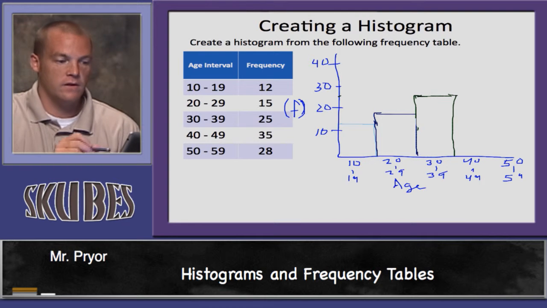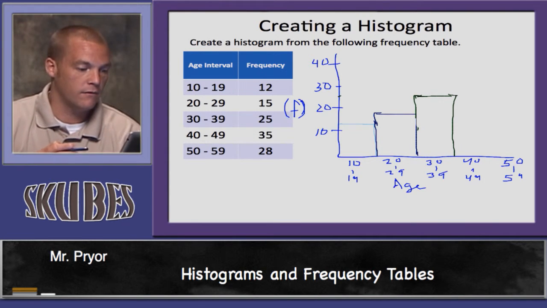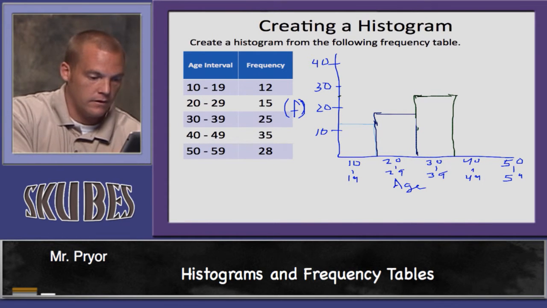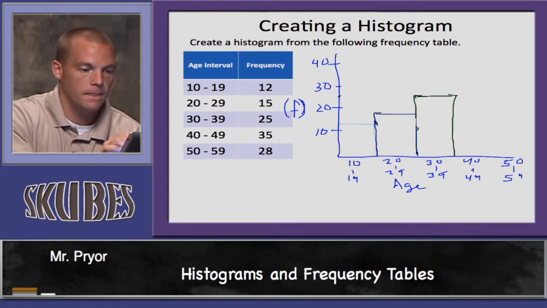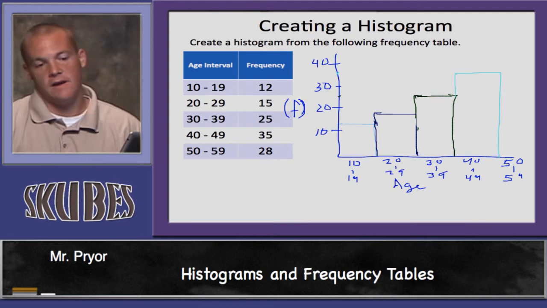And then the next one will be our 40 to 49, which is going to be 35. So again, right in between 30 and 40 at this point. So let me choose a new color here, a little lighter blue. In between 30 and 40 is going to be about right there. So again, I'll draw a line over and then straight down as best I can, connecting those.